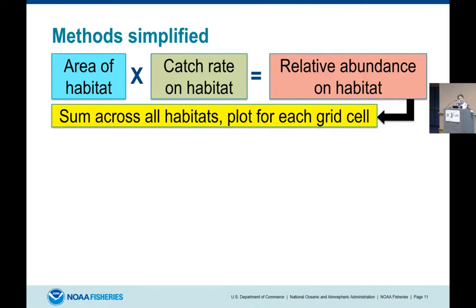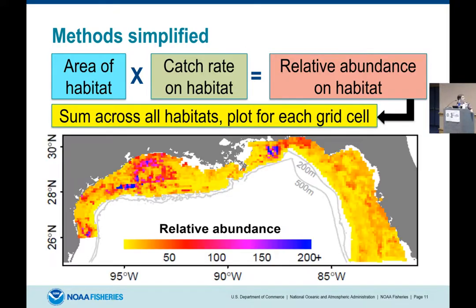So to get our map here, all we do is we take the area of the habitat, and then the catch rate on the habitat from that mess, and then that equals the relative abundance on the habitat. And so it's just a weighted average, very simple. And then we sum across all the habitats and then plot it for each grid cell. So this is the map of relative abundance of red snapper across the northern Gulf of Mexico that we get from that method.